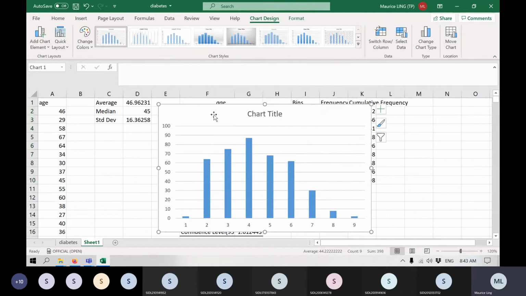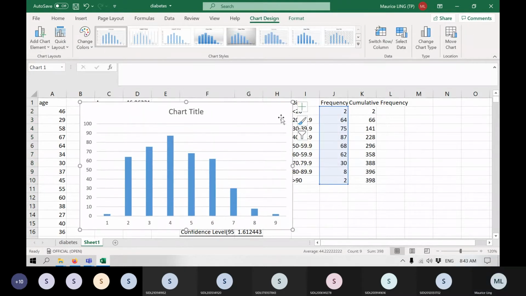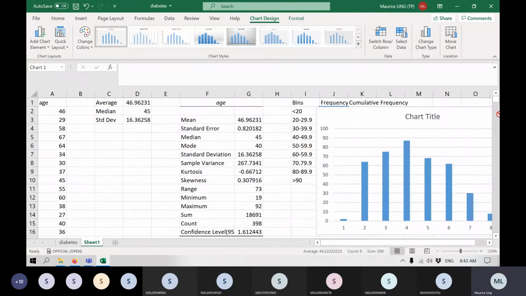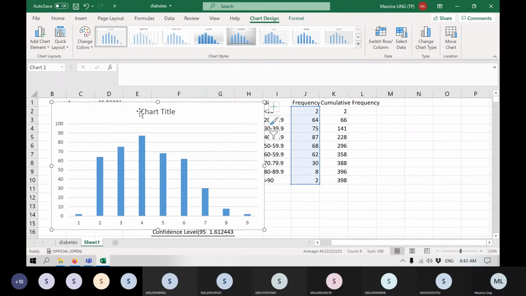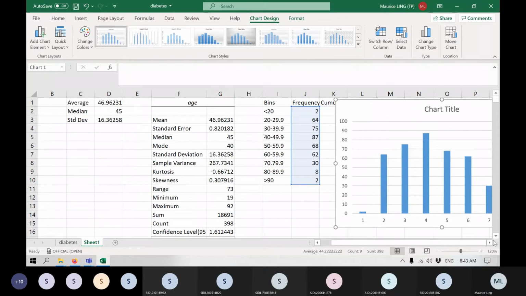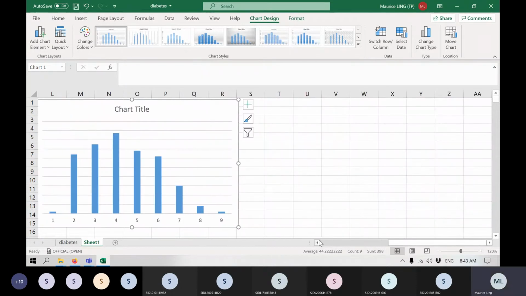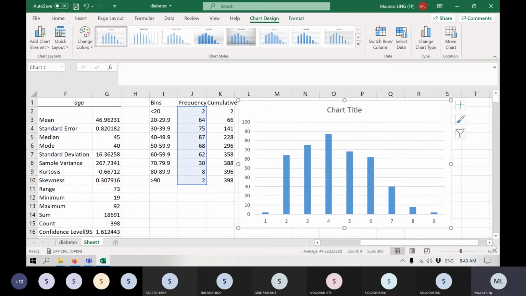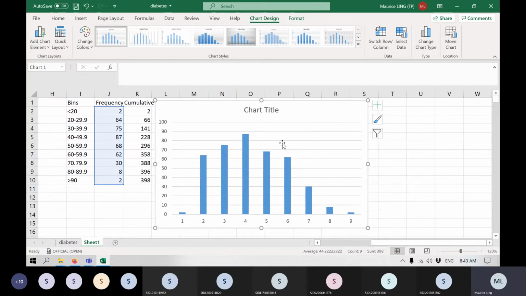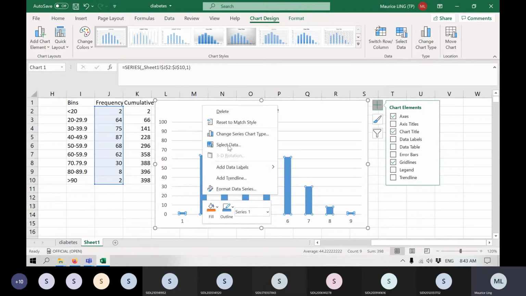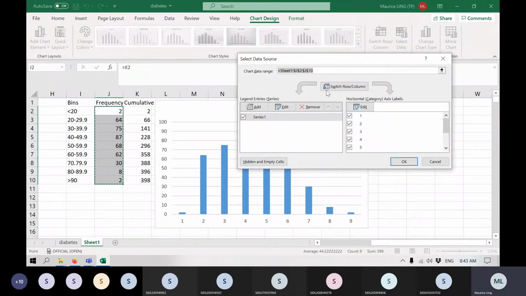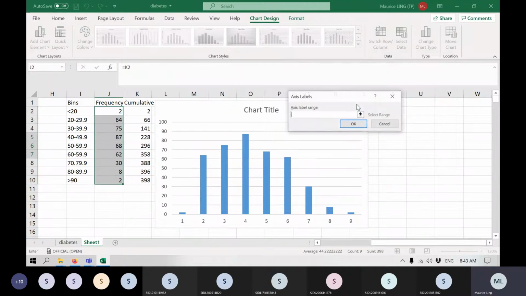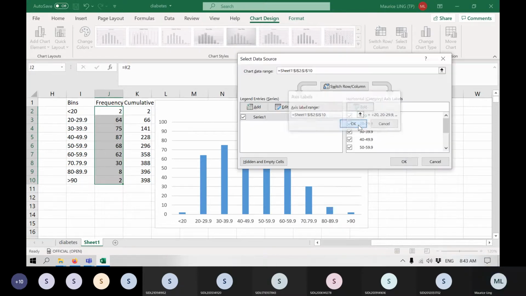So you use a 2D plot. Okay, so this is your frequency. You realize that you can change a lot of different things. First thing that you have to do is go to add data. For the horizontal axis, you want the bins, so you just click on it and select the bins.